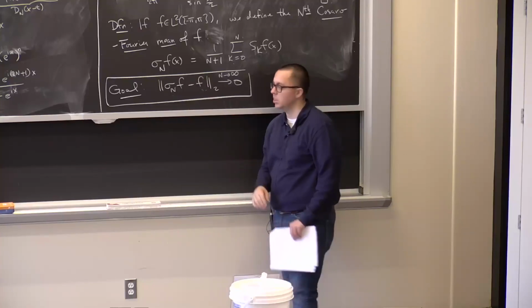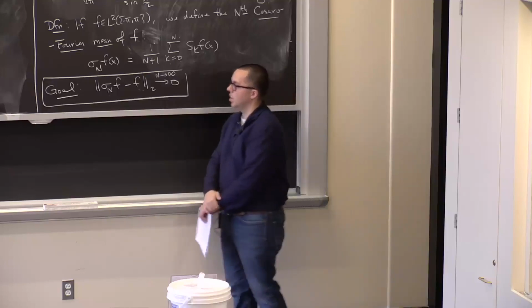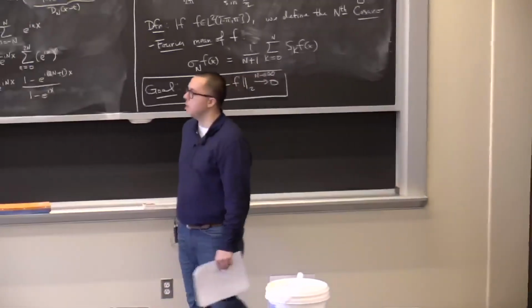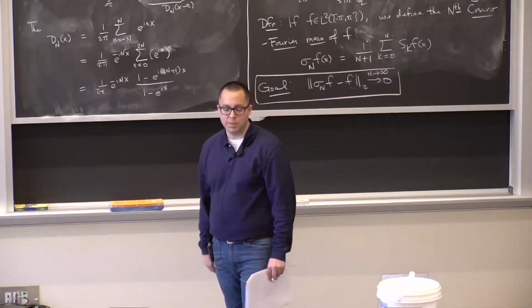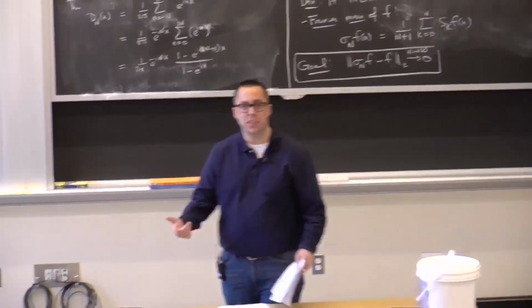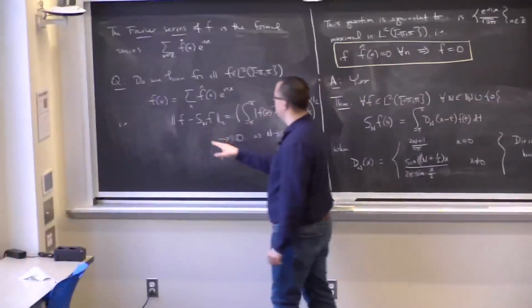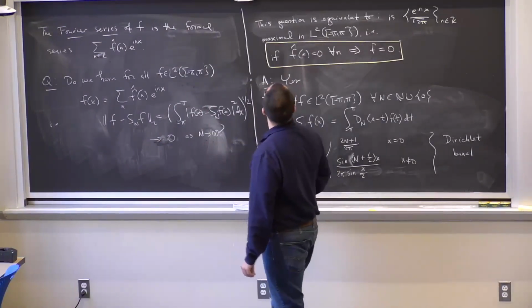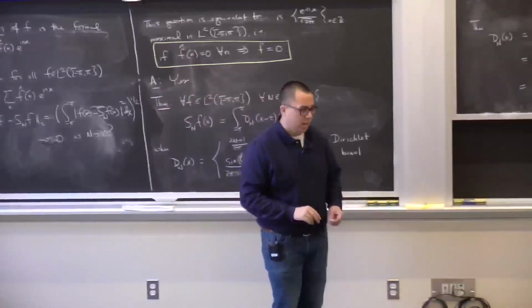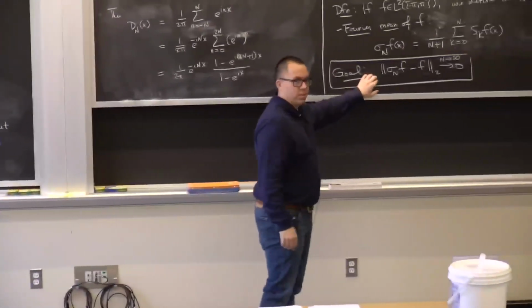Okay, our desired conclusion. From that, we conclude that the collection e to the i n x over square root of 2 pi is a maximal orthonormal set, an orthonormal basis for L2, and therefore the Fourier series of a given L2 function converges to the function in L2, meaning f minus the partial sum converges to 0 as n goes to infinity. Okay? All right. That'll be what we do next time, is prove this claim right here.